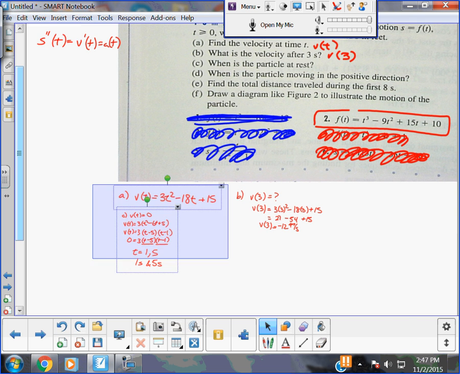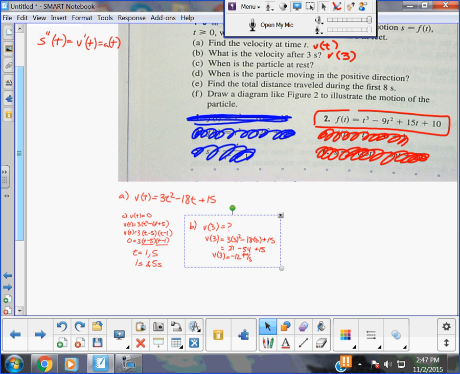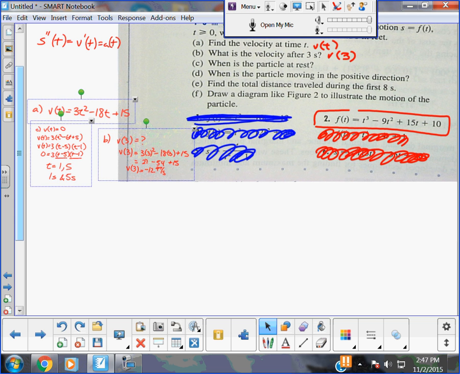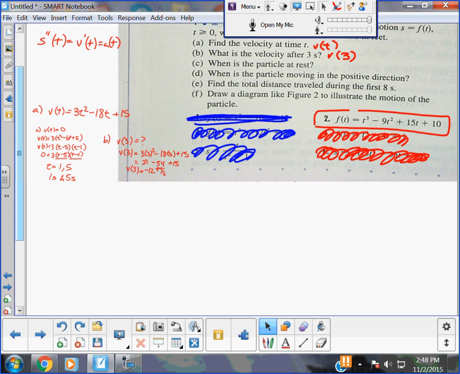So there's A, B, and C. All right? If I move those up, can I fit them? Oh, look at that. How pretty. All right. So there's A, B, and C.